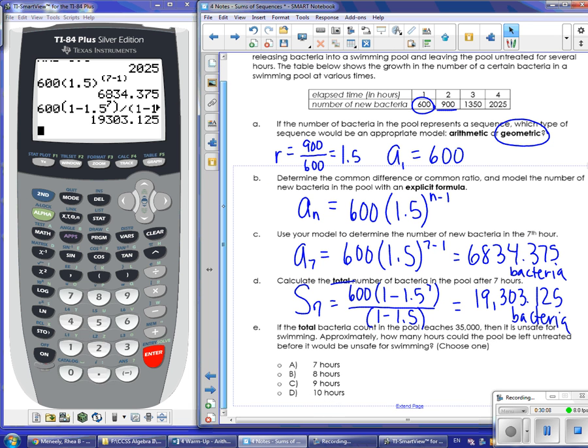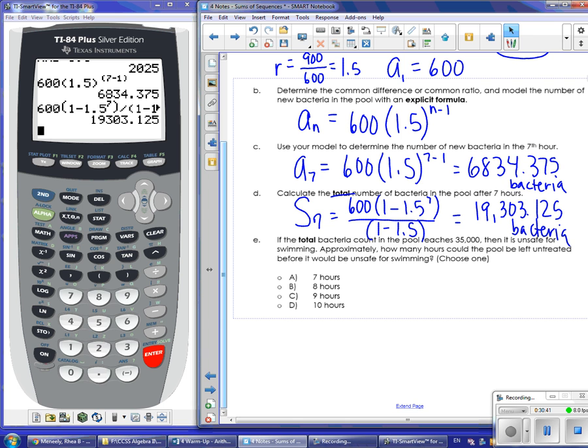And then in letter E, it says if the total bacteria count in the pool reaches 35,000, then it's unsafe for swimming. Approximately how many hours could the pool be left untreated before it would be unsafe for swimming? So you could certainly keep going with your sum until you figure it out. This is a tough one. I think the best thing to do, because there is a problem like this on your quarterly, would be to just keep adding.